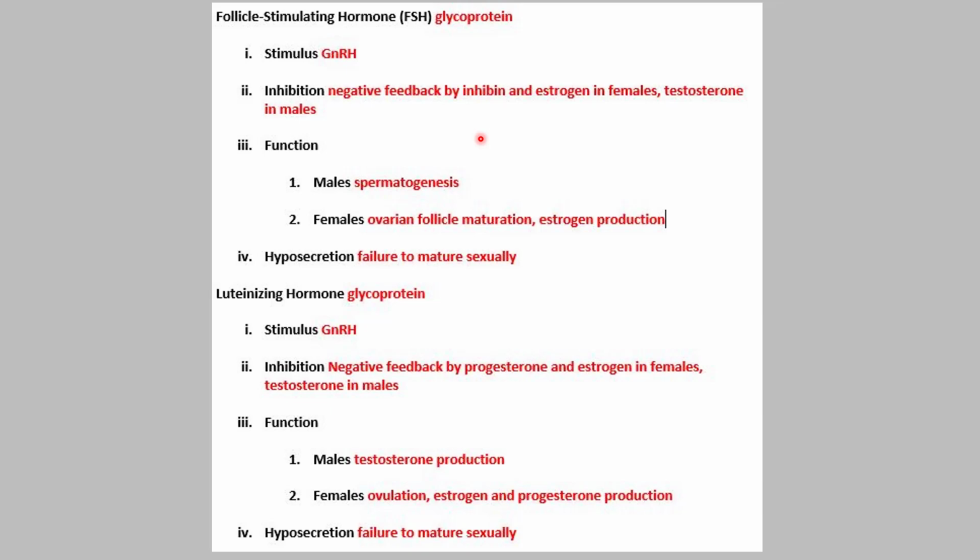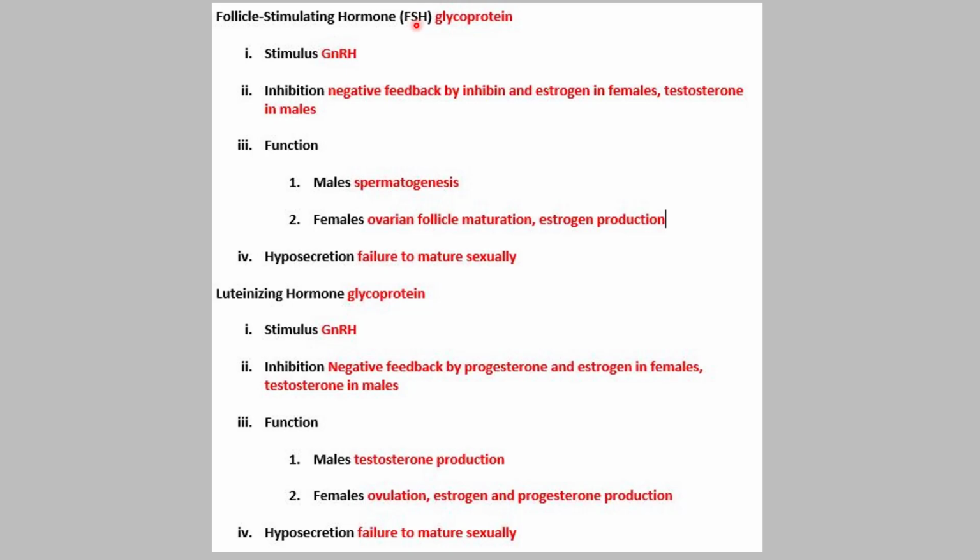Okay, next two hormones, follicle stimulating hormone and luteinizing hormone. They are two different hormones, but they are released at the same time. They are given the name gonadotropin. The two of them together are gonadotropin. Both of them have the same stimulus. They're released at the same time. The stimulus is GnRH, gonadotropin releasing hormone, from the hypothalamus. Now we're going to look at them separately because they behave differently from each other.